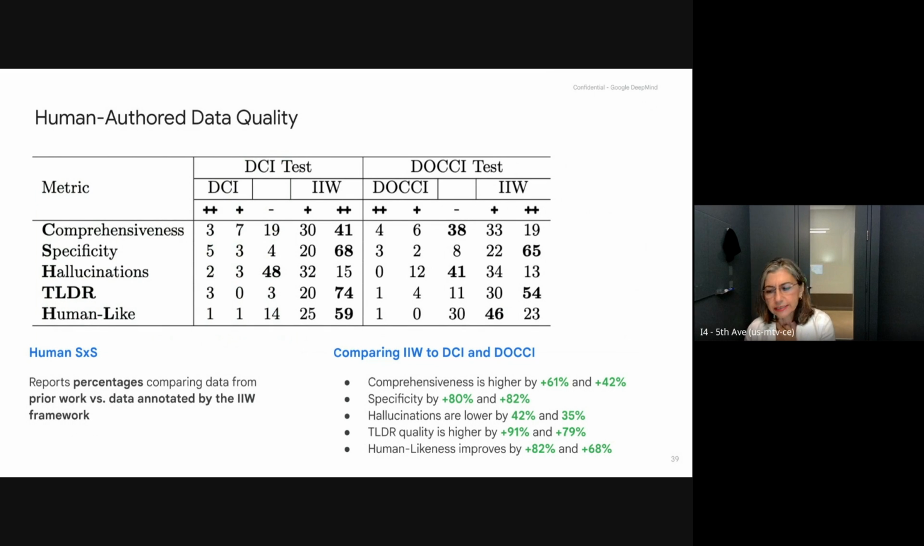So when we use this side-by-side to check the quality of our human-authored dataset part, here are the results. We are comparing with both the DCI and DOCCI test sets. And you can see here the 2+ signs, 1+, and the neutral minus. Here we are reporting the percentages comparing data. And in all these fields, IIW is performing much better than the others. And in some cases, we are very proud of these numbers.